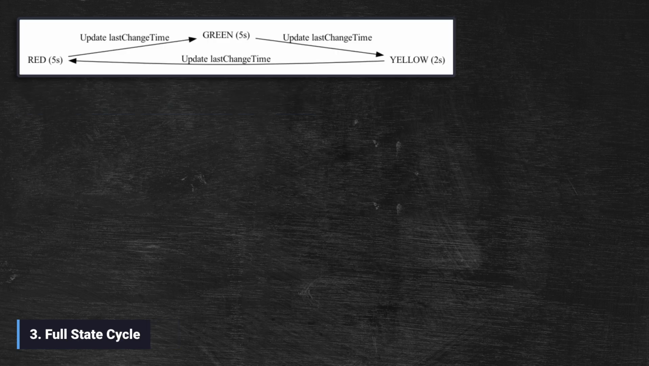The same logic applies to all states. When green finishes, it switches to yellow. When yellow finishes, it loops back to red. Because we use millis, the Arduino is never stuck waiting, allowing it to perform other tasks like reading sensors simultaneously.